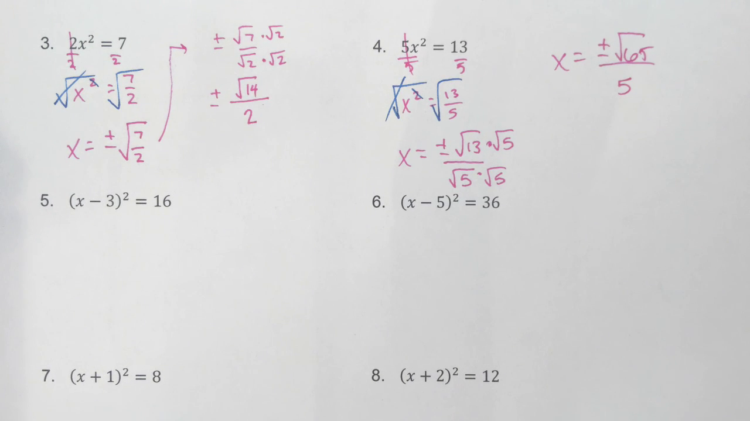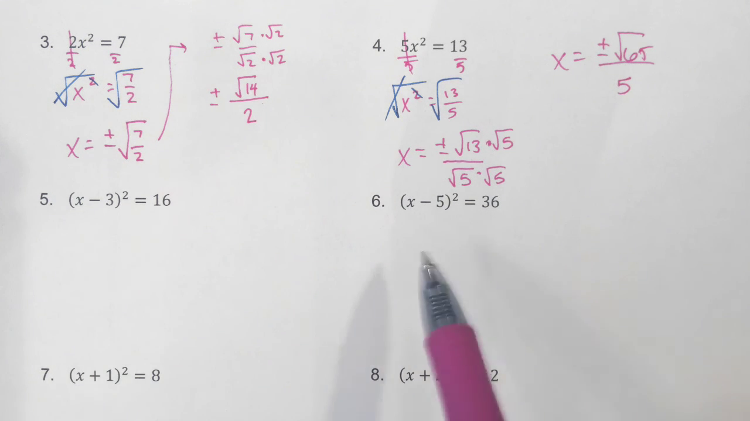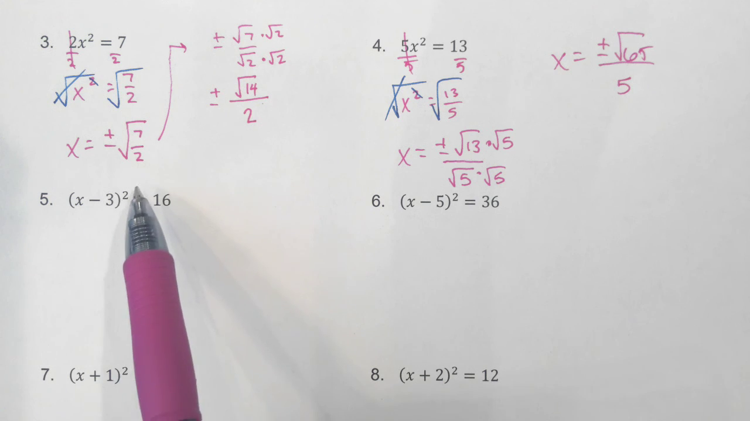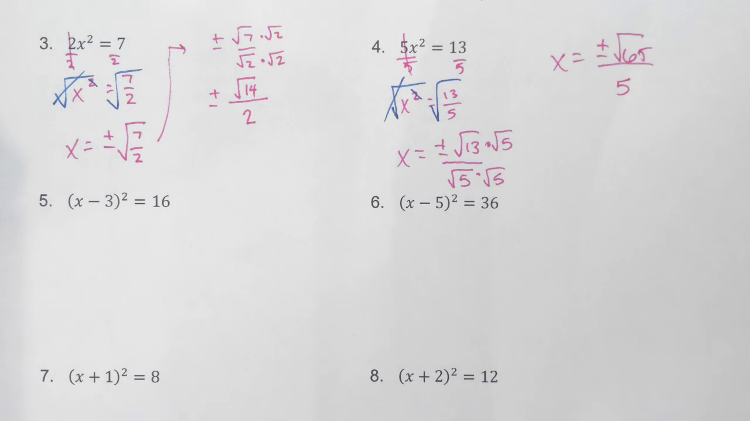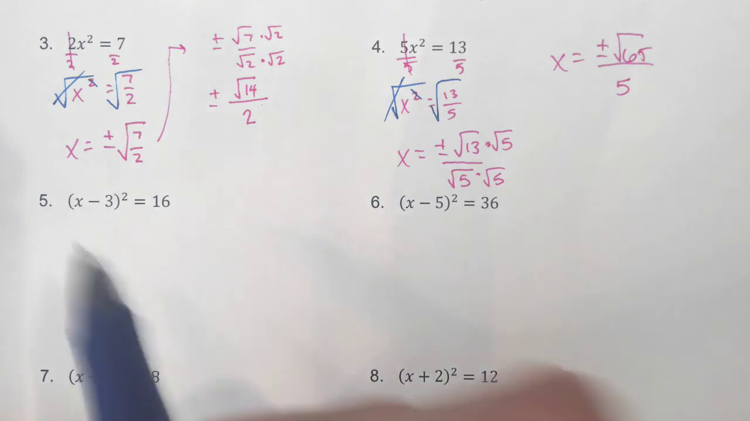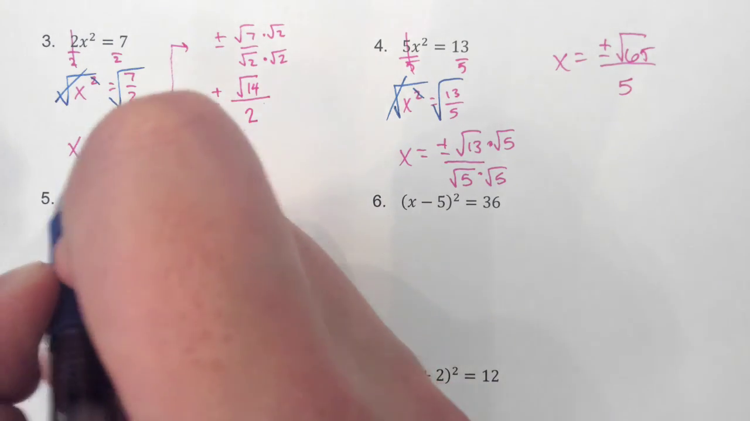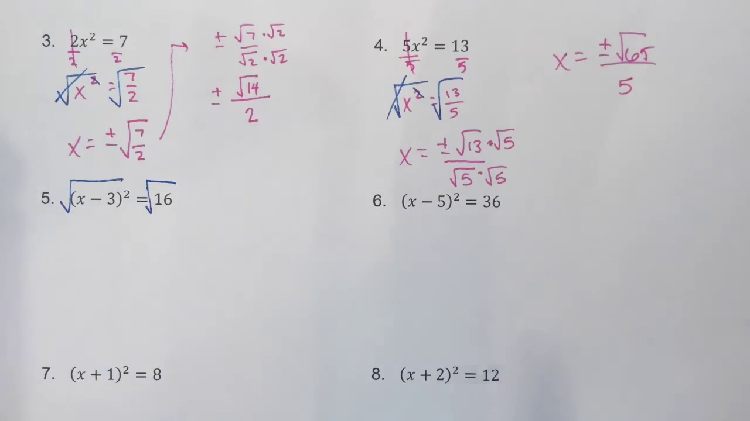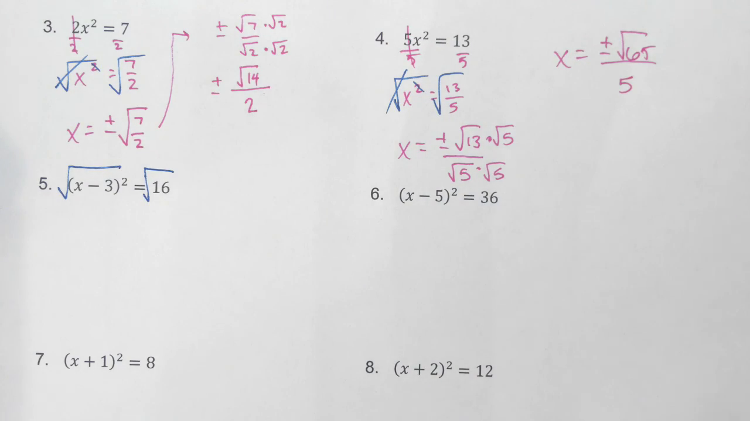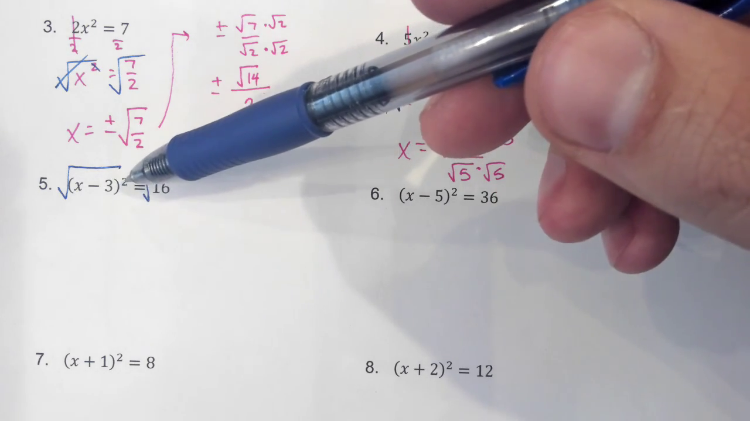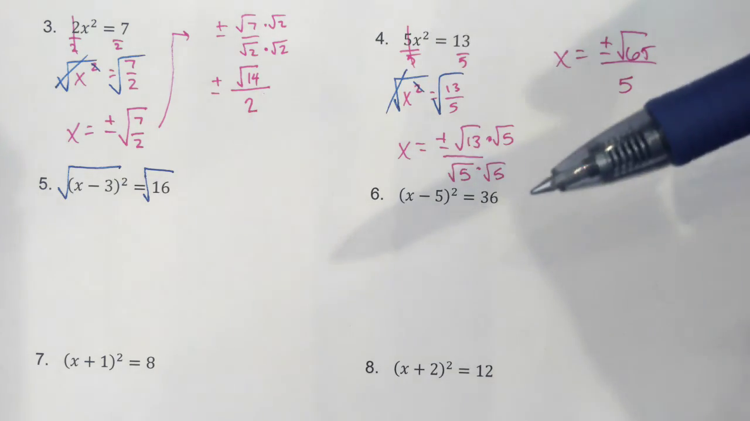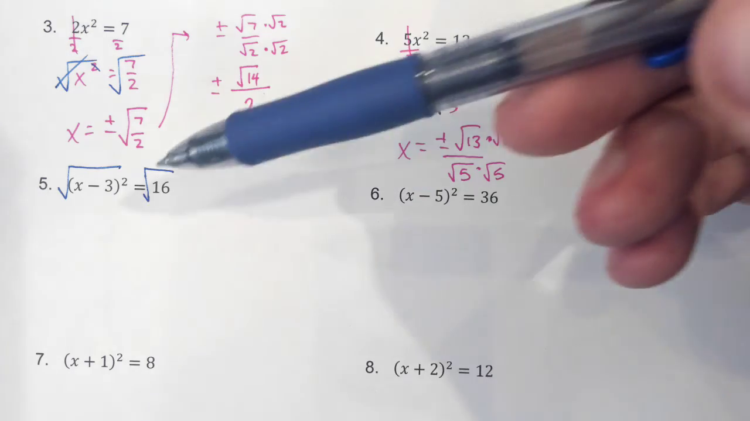All right, cool. So those are nice and easy. Now 5 and 6 are actually easier than 3 and 4. You'll notice that the squared term is already by itself. So even though it's a binomial being squared, we're ready to go ahead and square root both sides. If you remember back in chapter 7 or whatever it was, we would have had to FOIL that out, subtract 16, and then try to factor what resulted. This is a lot easier.